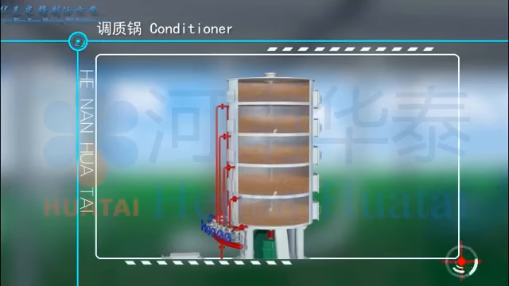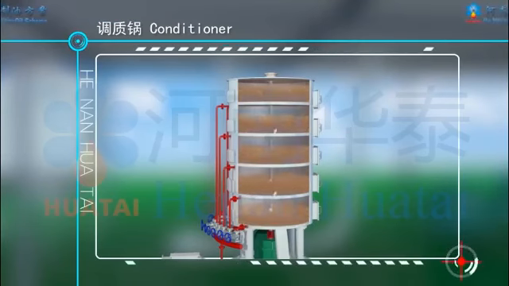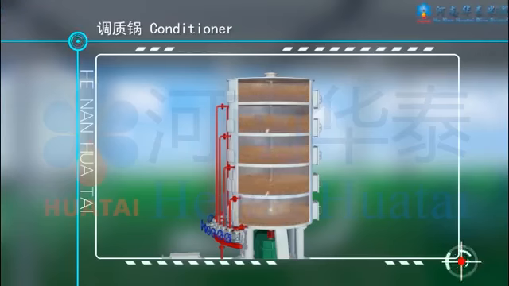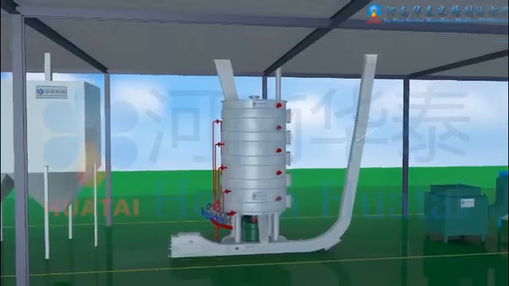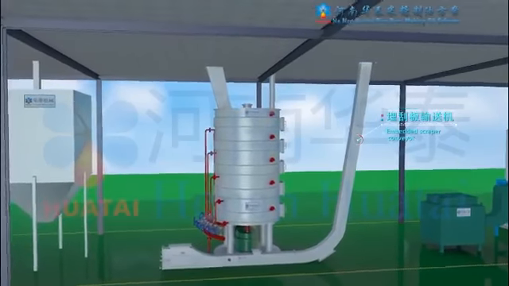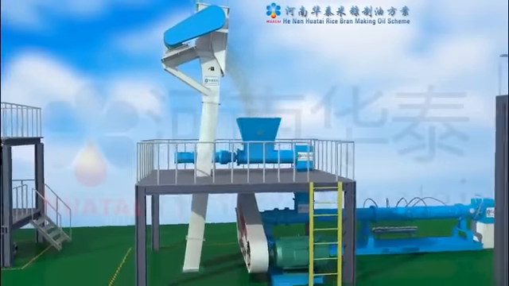The rice bran tempering pot is a multi-layer structure. The steam spreads from the bottom inner layer to soften the bran. Softened bran is sent to the embedded scraper conveyor and elevated to the extruder filling.